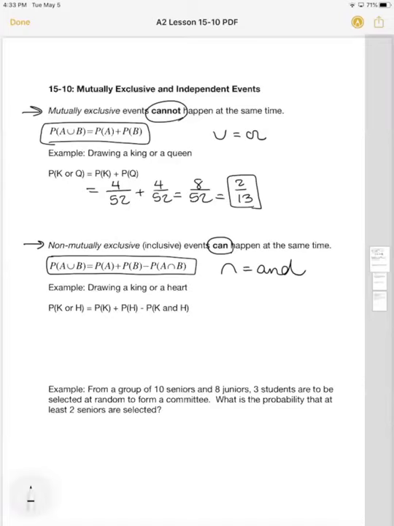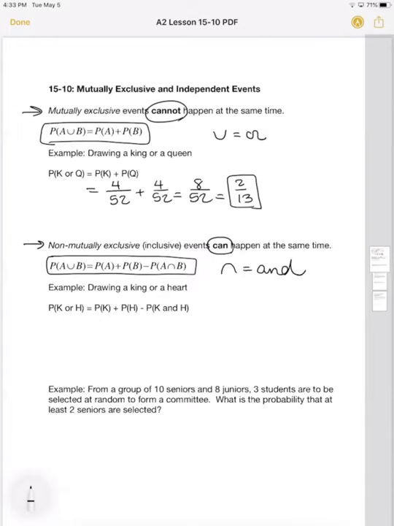Okay, now what's an example of that? Well, what if I'm going to draw a card out of the deck and I want the probability of it being a king or a heart? Well, is it possible for a card to be a king and a heart at the same time? Absolutely. The King of Hearts is that card. It is both a king and a heart.